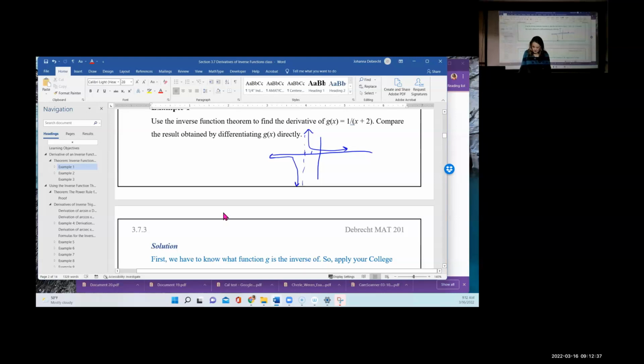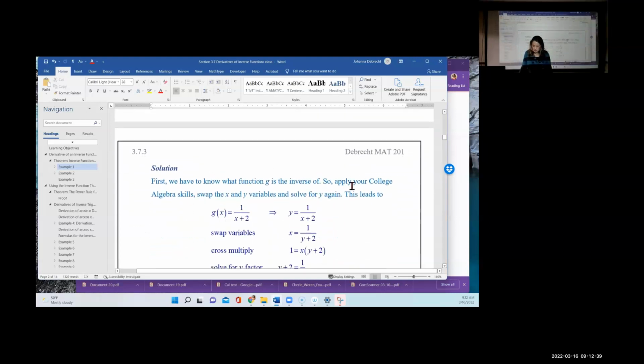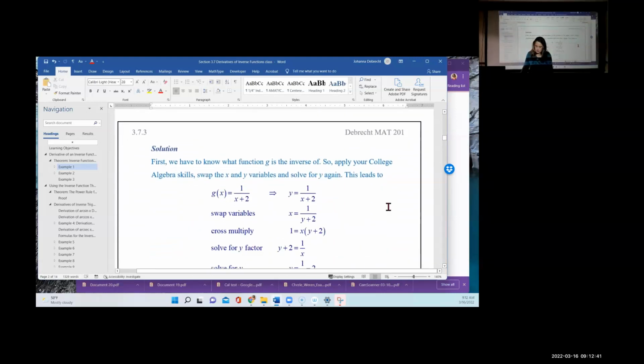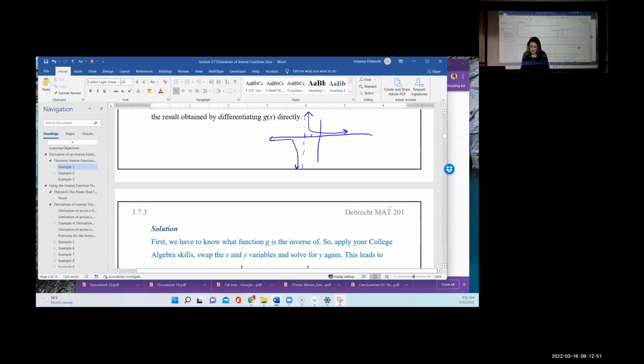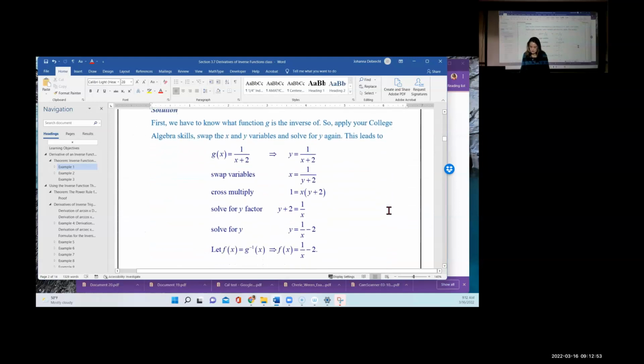So one of the things that we need to know is we need to find the inverse function. We have to know what function g is the inverse of. We want to find the derivative of it. All right, so the derivative of g of x. So the first thing we're going to do is apply our college algebra skills. We're going to swap the x and y variables, and we're going to solve for y again.